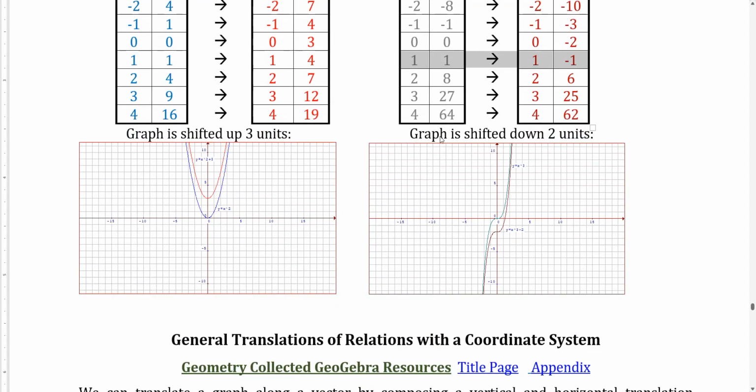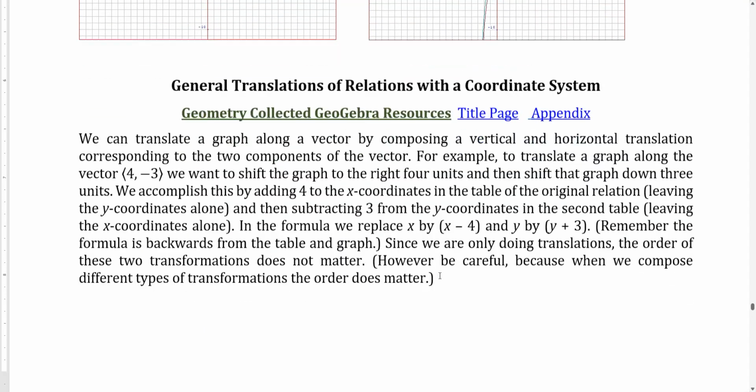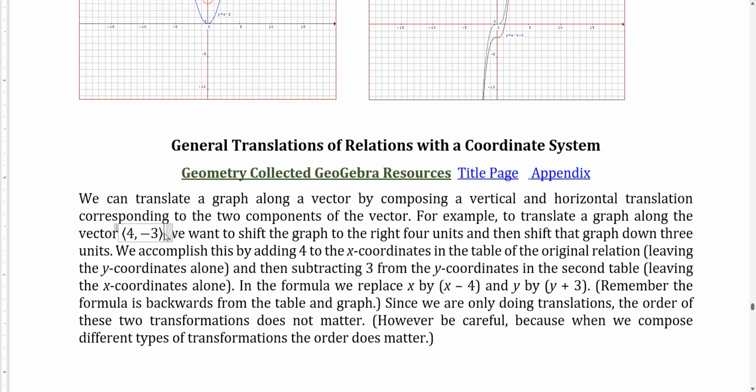Okay? Now, we can just put these two ideas together and translate by a vector. So if we want to translate, say, by the vector negative 4, 3, we can think of that as two transformations, one by going to the right 4 and the second one by going down 3. Of course, it's really just one translation by that vector. But as far as the algebra goes, to get the right 4 part, you just replace x by x minus 4. And to get the down 3 part, you just replace y by y plus 3.